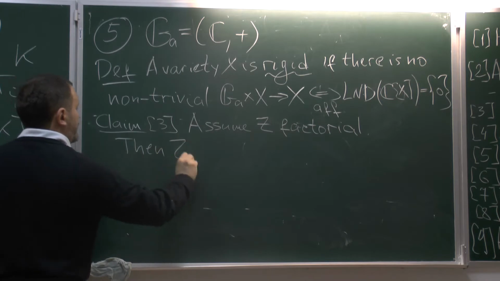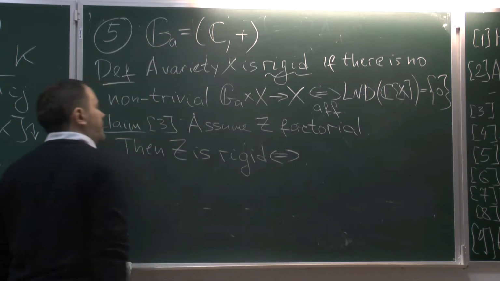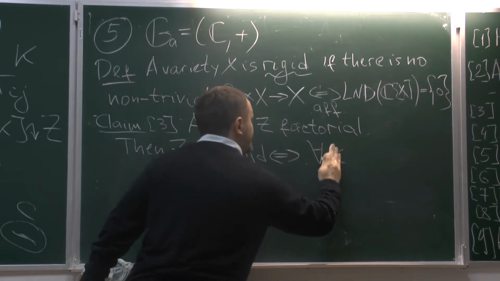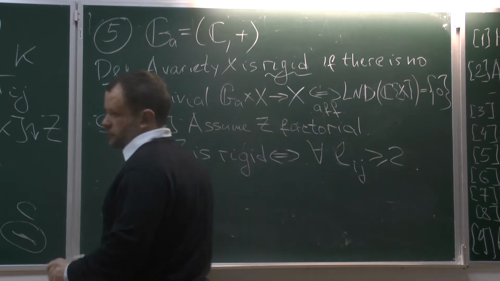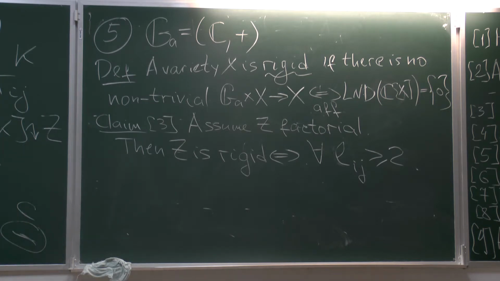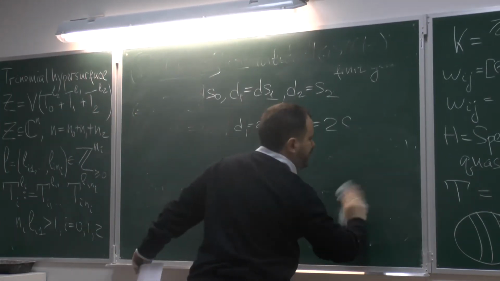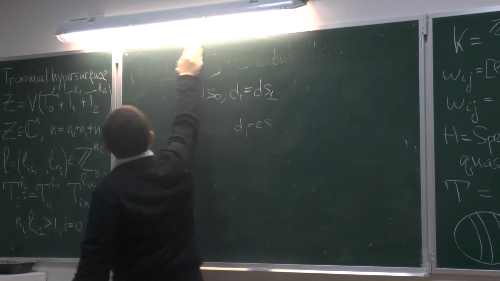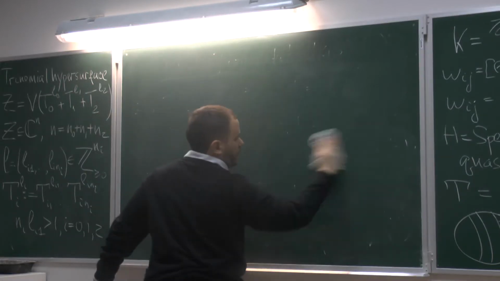Then Z is rigid if and only if all exponents, this is not E, this is L, are at least 2. So, in some sense, in the general case, this is rigid. And why we are interested in rigidity, there are several reasons. But one of them is that in this case, we can easily describe the automorphism group of my variety.